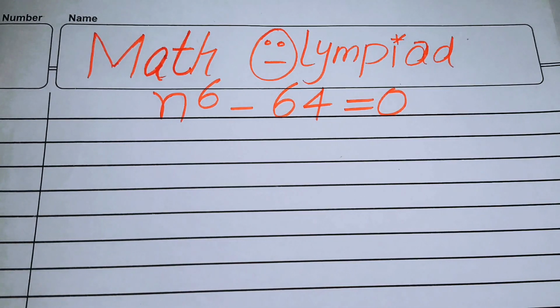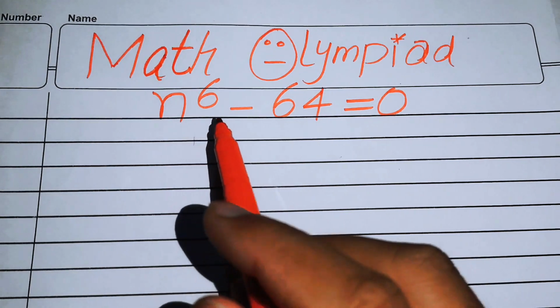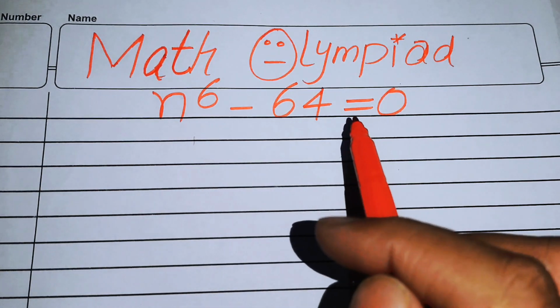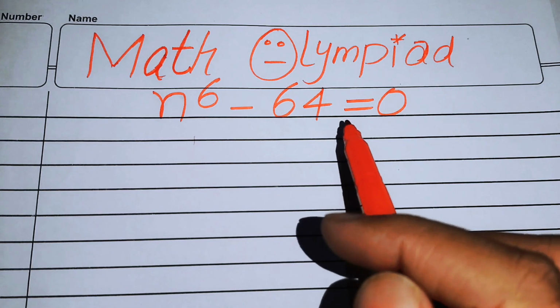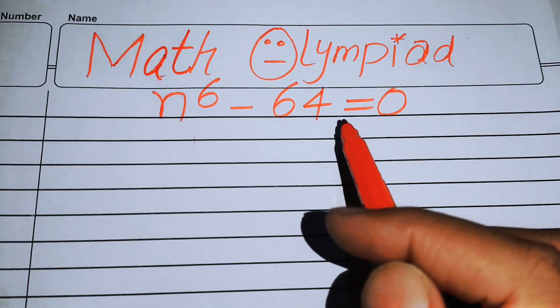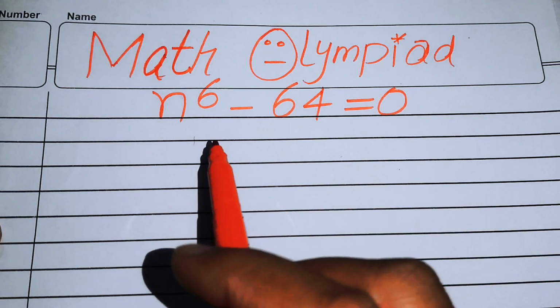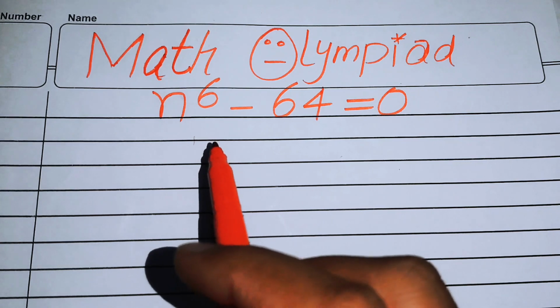In this video we are going to solve this nice algebra problem. Here we have n to the power of 6 minus 64 equals 0, and we will solve this problem for the values of n. So here we find all the roots of n, whether these roots are real or imaginary. I can find all these roots.